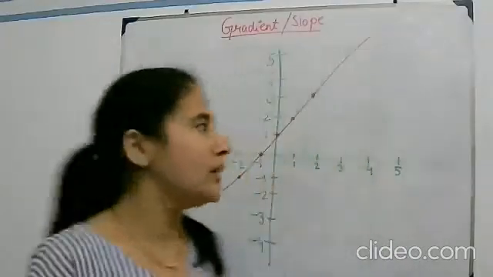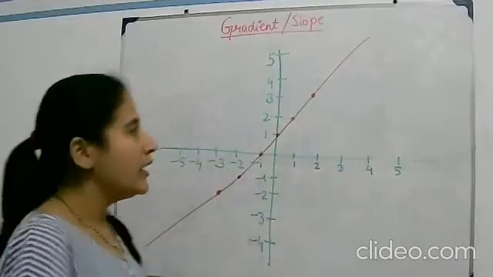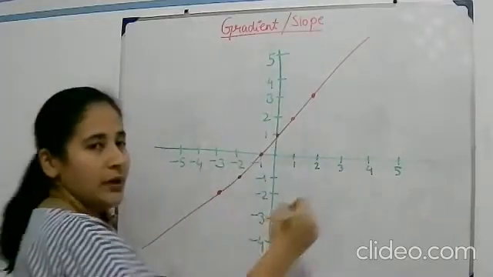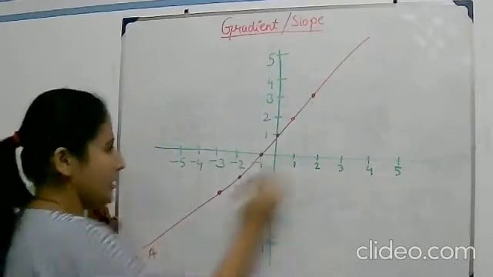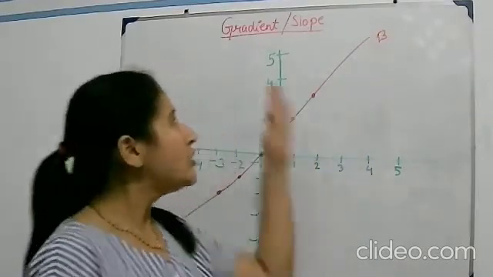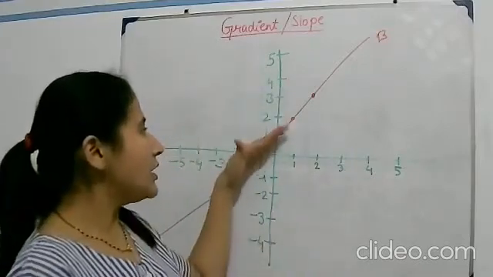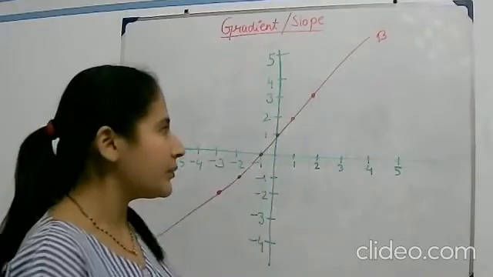Okay, so now we will learn how to find the gradient or slope of a straight line. Here in this Cartesian plane, this is a straight line AB. We have to find the slope of this straight line. Slope or gradient means we have to find how steep this line is.